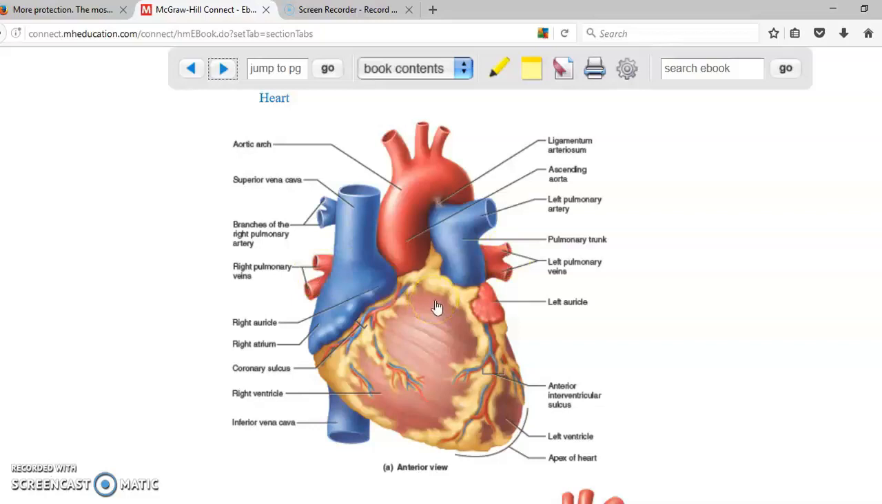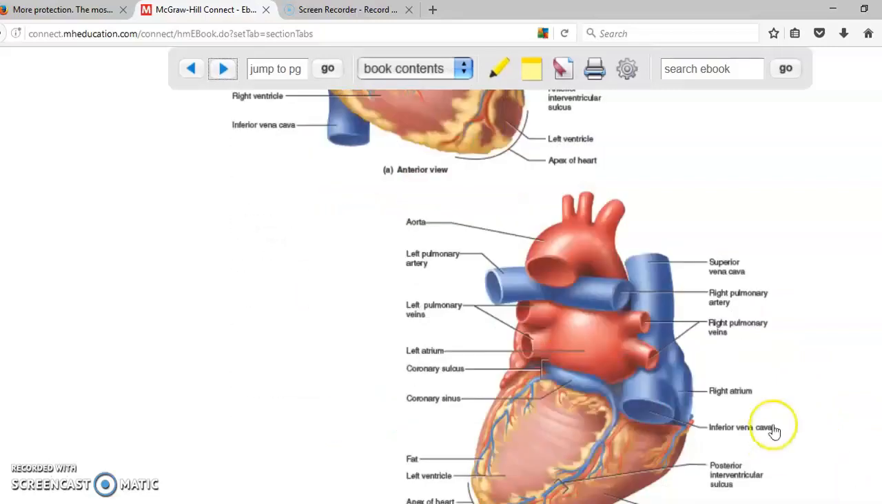Then if you look at the left ventricle, then you have this blood vessel, this big one right here, which is going to be the aorta. And if you look at the right ventricle, now you're going to see this big blood vessel right here, which is the pulmonary trunk, that eventually is going to divide in order to give you the left pulmonary artery and the right pulmonary artery. So those are the blood vessels that you have inside the heart.